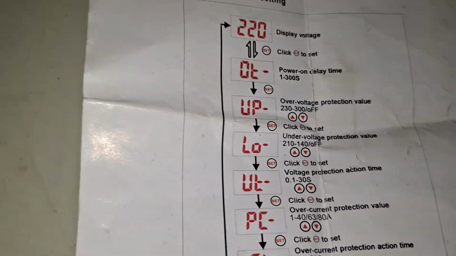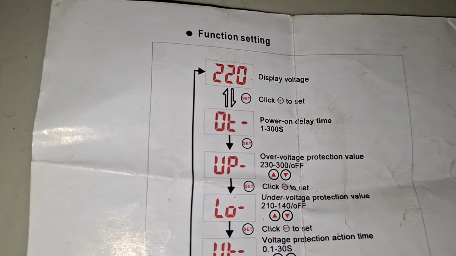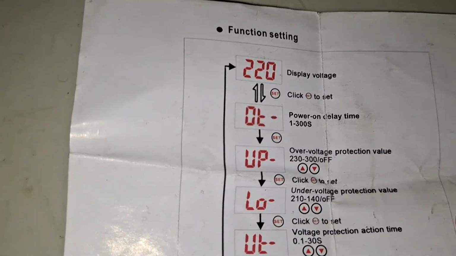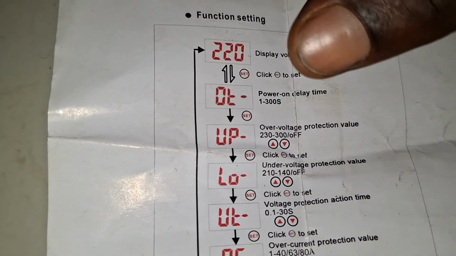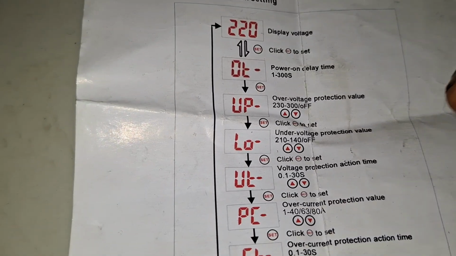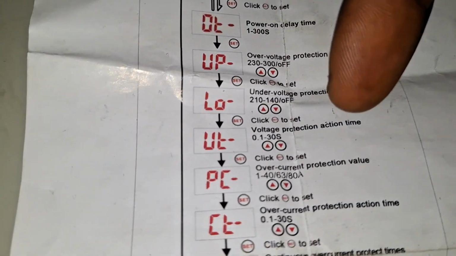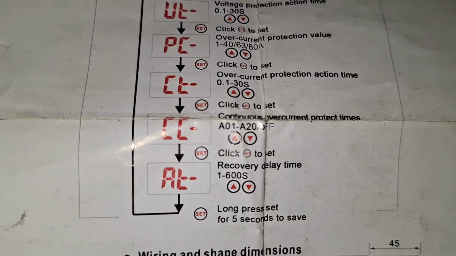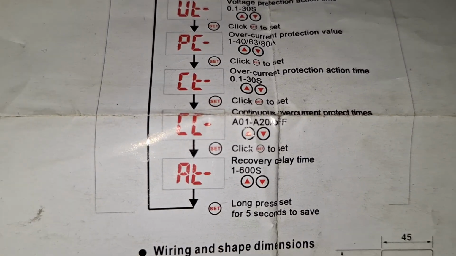In our manual here, the first thing we have is the display voltage. When the AVP is on, the first thing is the display voltage. Then this second code talks about the delay time it will take for the AVP to come up. Then we also have over voltage protection, then under voltage, then over current, then over current protection action time, and then continuous current.